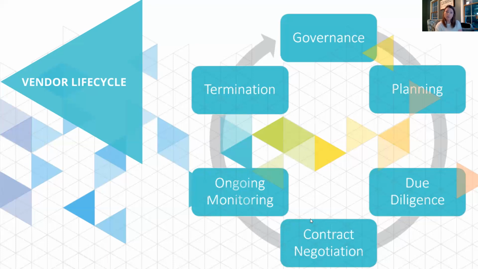And then finally, you have termination. So at some point, you're likely going to stop working with a vendor. Termination should include: did they have access to data? Did they have access, or did they store data in their environment?